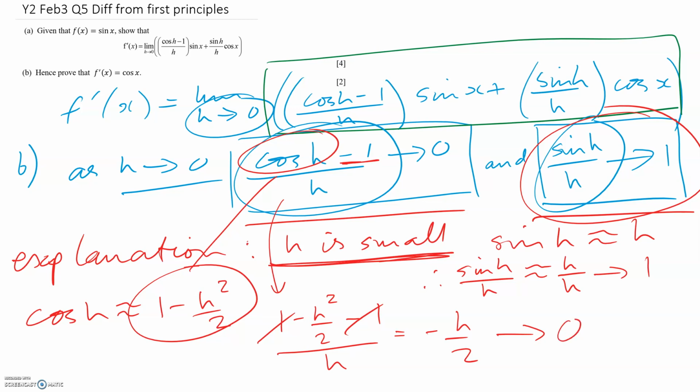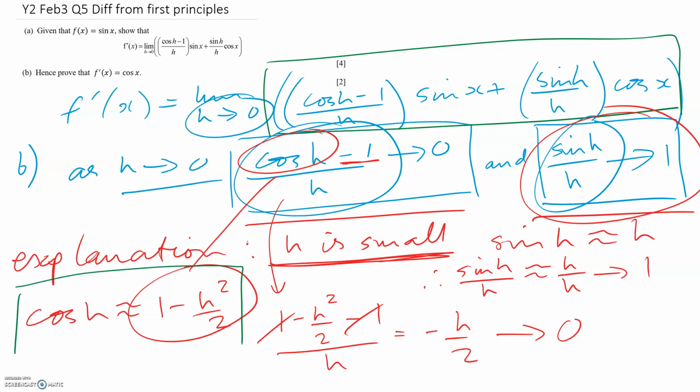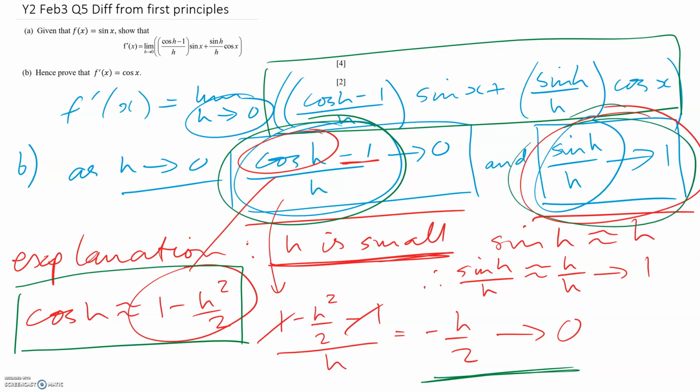So using the small angle approximation for cos shows that all of this will get closer and closer to 0, and all of this will get closer and closer to 1. But as I said before, you don't necessarily have to show all of this to get the 2 marks for part B.